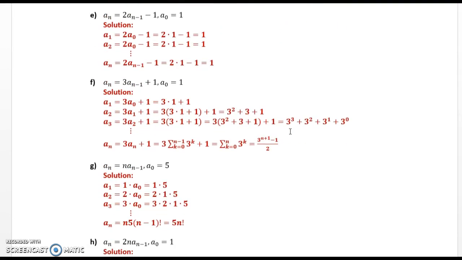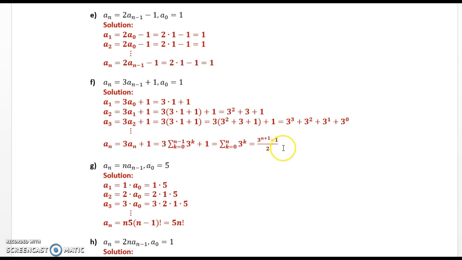E, we have a sub n is equal to 2 a sub n minus 1 minus 1, and a sub 0 is equal to 1. So we have a sub 1 is equal to 1 minus 1 equal 1. And a sub 2 is equal to 1. And a sub n is equal to 1.